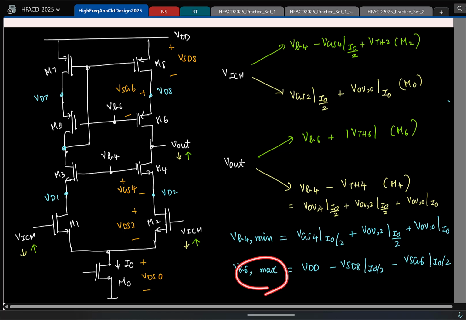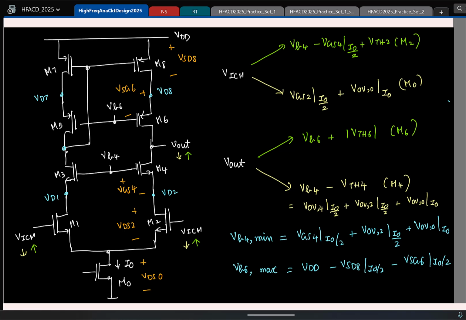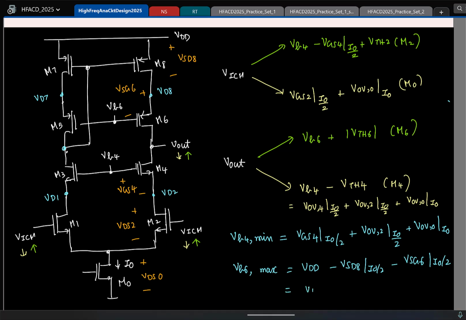If I want to maximize this, what should happen to these two? If I want to maximize this, both of them must be minimum, but you have no control over this. This is fixed. The only control is this. So what is the maximum we can go then? What is the minimum source to drain you can have? That's it. Overdrive of M8 at a current I0 by 2, minus source to gate of M6 at a current I0 by 2.